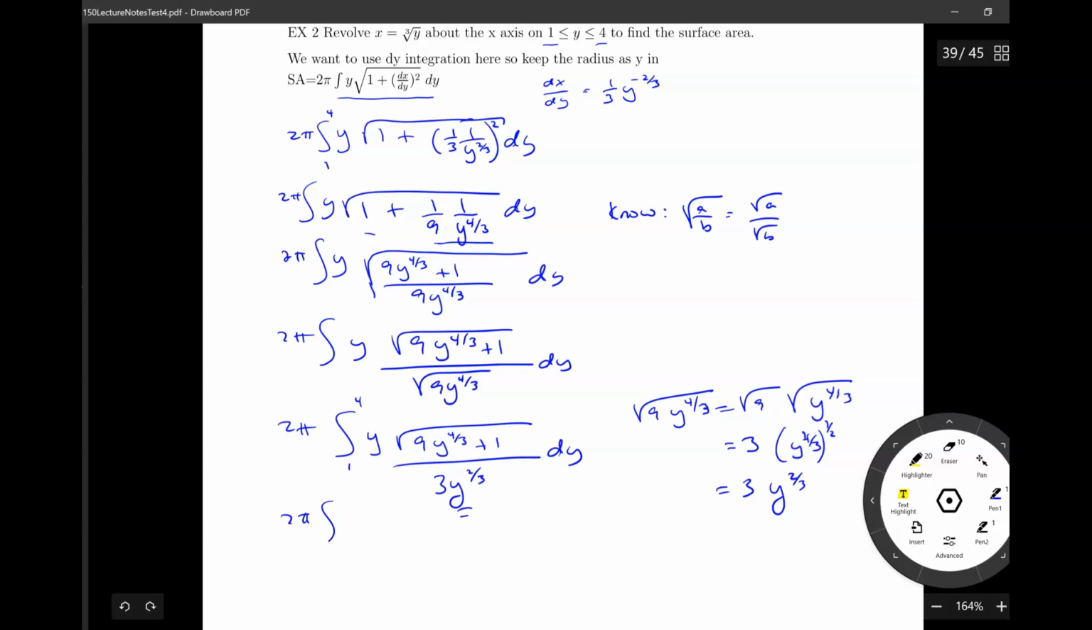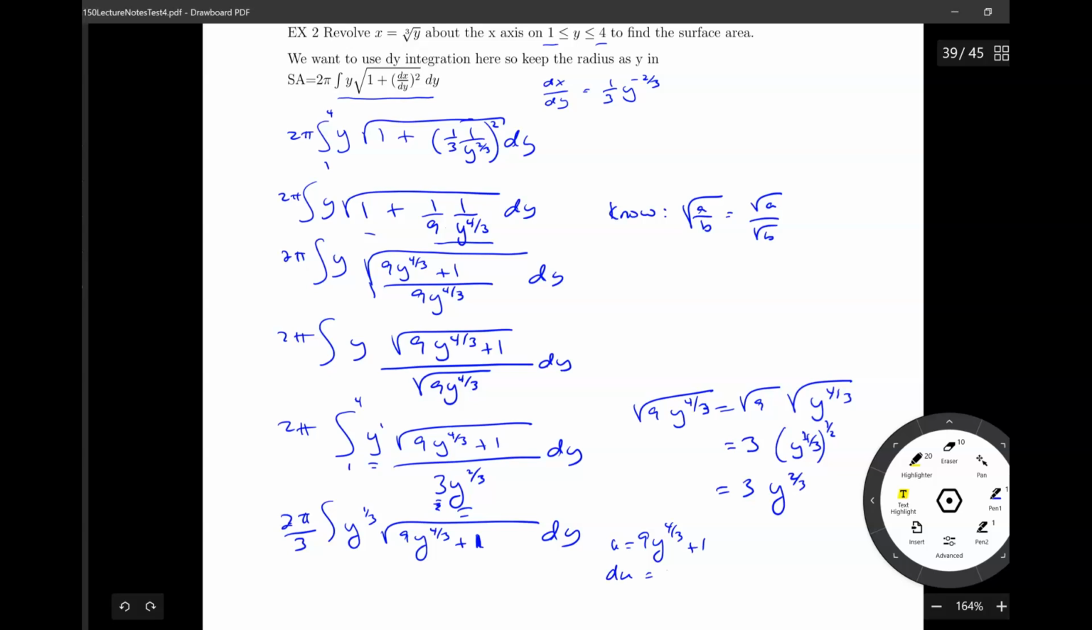All right, so now I'm going to simplify exponents. So this is y to the 1 power. I'm going to subtract off the 2/3, so I get y to the 1/3. And then this 3 here, I'm going to pull it outside. So then I get this still, dy. All right, now an easy u substitution will work. That took a little while, didn't it?